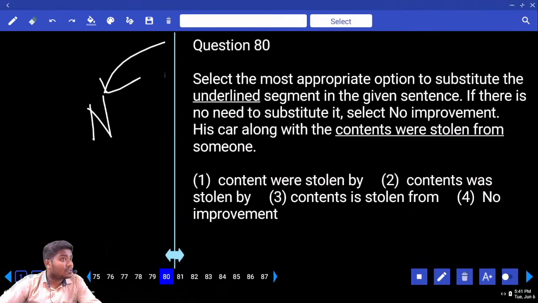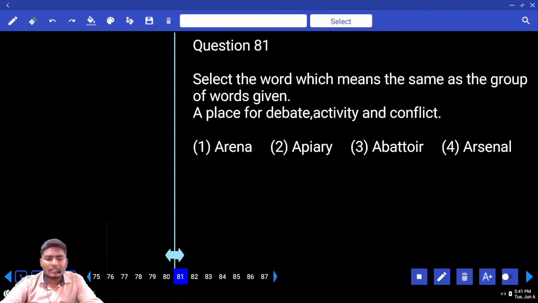How many of you remember the list? Only 1, 2, 3, 4, 5. That's it, 6. You should remember the list. If you forget the list, you will not get the answer.